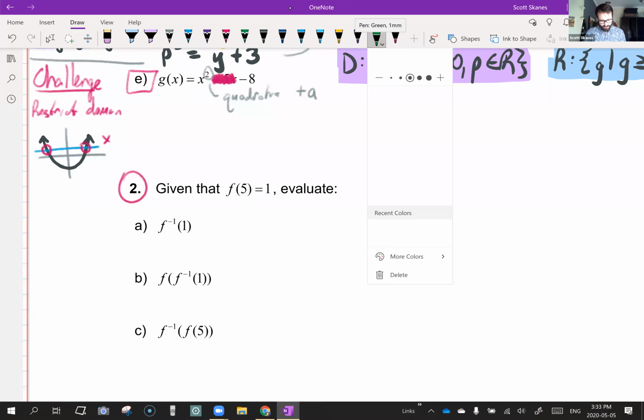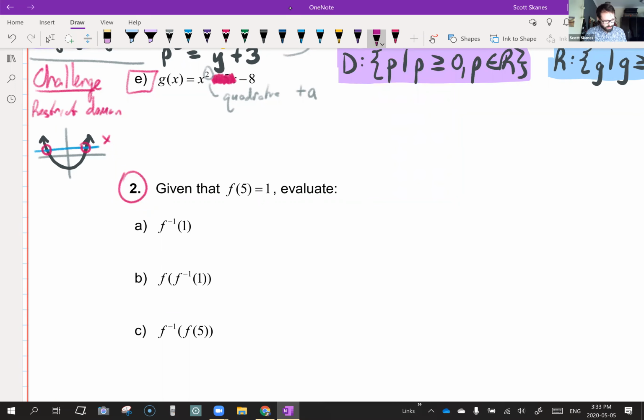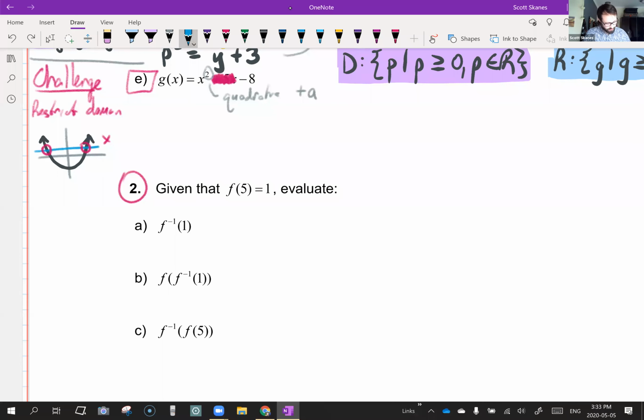Let me try to get a good color here that I don't normally use. We just say, all right, well, let's... It's supposed to be a pencil. Sorry, I'm getting fancy here. Let's just pretend this part of the function isn't there. And we just consider half the function. Now that remaining part does pass the horizontal line test, and we can move forward.